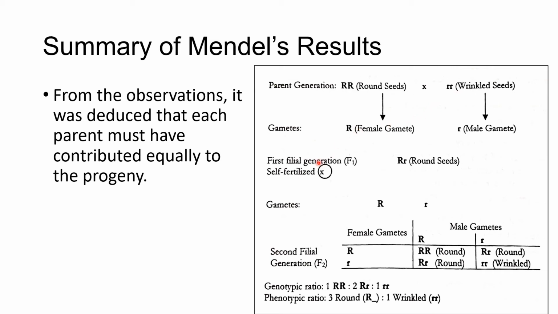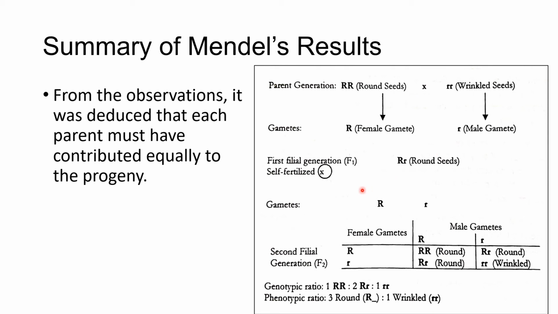Sa first filial generation natin, ganito yung kalalabasan. Heterozygous na kasi pinag-cross mo sila eh. Ito yung gamit. Dominant na R, dominant na round seed, recessive for wrinkled seed. So, yung kalalabasan ng first filial generation mo is round seed na heterozygous. Pero nandun yung recessive. Makikita mo doon yung recessive. Pero since may dominant siya, yung ine-express pa rin is yung round seed.